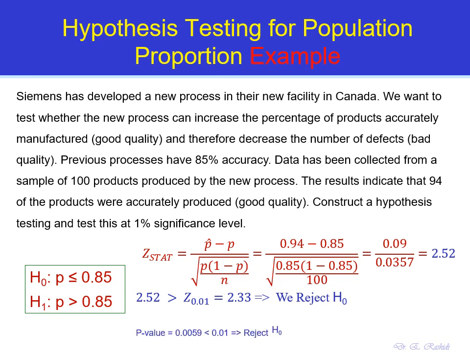Also, if we compute the p-value for this, we can actually use Excel to do that. The p-value computed is equal to 0.0059, which is a very small number. It's almost 0.006, which is less than 1%, the significance level. So we're going to reject H0 also based on the small value of the p-value.